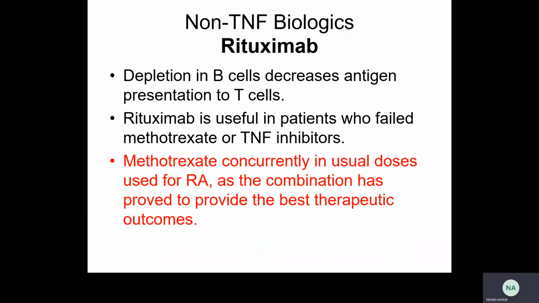Now, usually, as we said with infliximab, it's good to combine methotrexate with rituximab. Again, in the usual regular doses we use methotrexate to treat RA. This will decrease the potential immunogenicity of the drug, because rituximab is chimeric. It will also improve the treatment outcomes when we combine methotrexate with the biologics, as we said in general. So this is one option in non-TNF biologics.